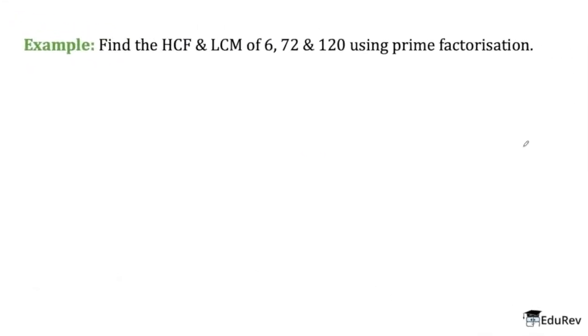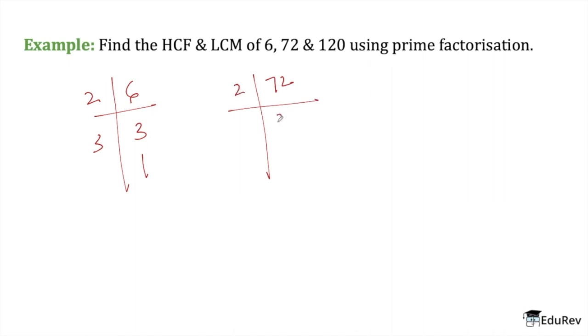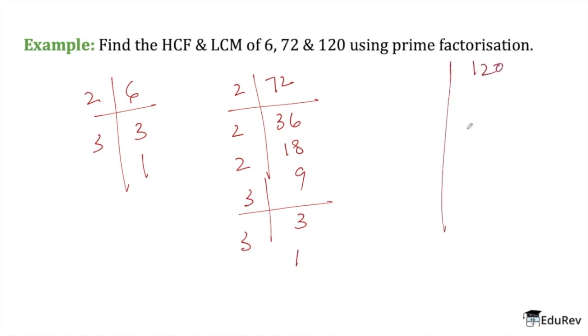The next question states that we need to find the HCF and LCM of 6, 72 and 120. Now if I do 6, then 2 times 3 is 6, 3 times 1 is 3. Similarly for 72, I can simply write 2 times 36, then 2 times 18, then 2 9s, then 3 times 3 and 3 times 1. And similarly for 120, I can say 2 times 60, then 2 times 30, then 2 times 15, then 3 times 5 and 5 times 1.